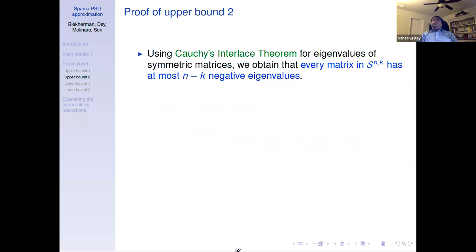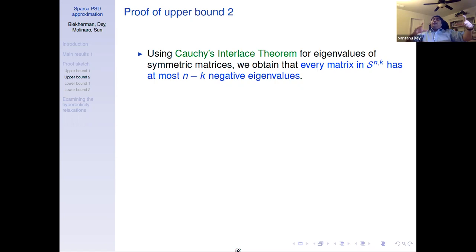The first idea is this very interesting theorem called the interlace theorem. What does this say? It says that if you take a symmetric matrix and you remove one row and column from this matrix, let's say I remove the third row and the corresponding third column from this PSD matrix, it says something about the eigenvalues of the matrix. In particular, it says they're interlaced.